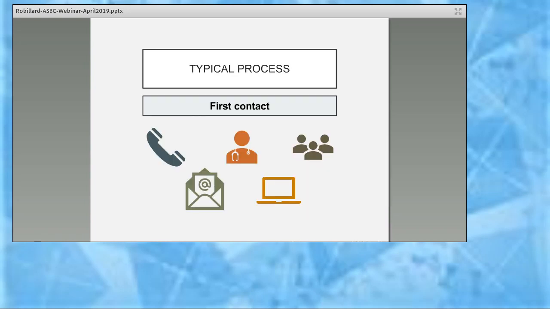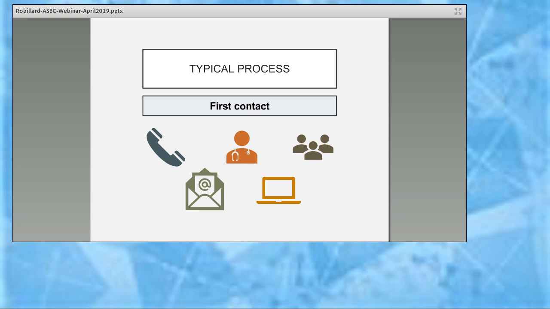So there's a typical process to most research projects, and I'll go over the different steps of this process right now, although keep in mind that it's not a perfect recipe, and sometimes research projects are a little bit different. But typically, if you're interested in becoming involved in research, the first step is a first contact with the research team. And that can take many different forms. Sometimes they can give you a call, or sometimes you might get an email that says, well, you're eligible for this study.